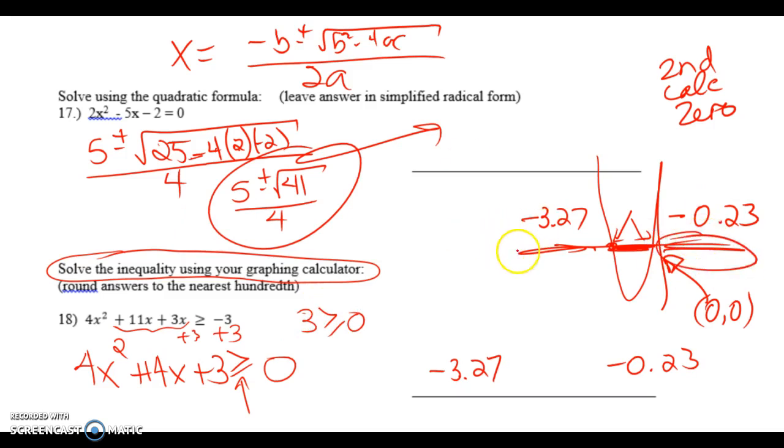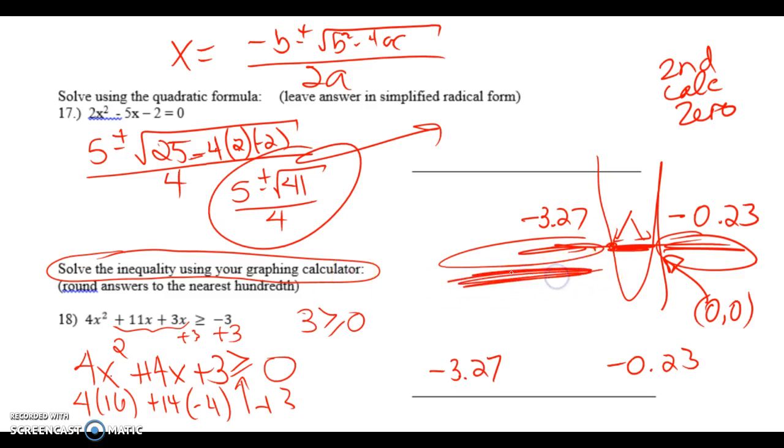Just for fun, I'm going to test something over here. I'll test negative 4. So negative 4 squared is 16 plus 14 times negative 4 plus 3. So let's test it. 4 times 16. I'll be subtracting 14 times 4, won't I? Which is all still positive, so I'm still greater than 0. So this is going to be part of our solution.